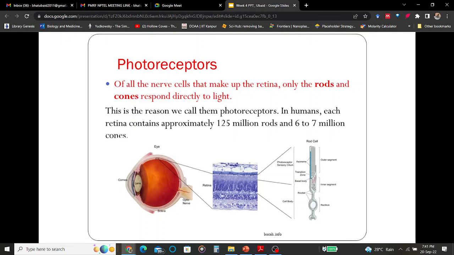It is known that the retina contains approximately 125 million rod cells and 67 million cone cells. We already said in the earlier slide that rod cells outnumber the cone cells.